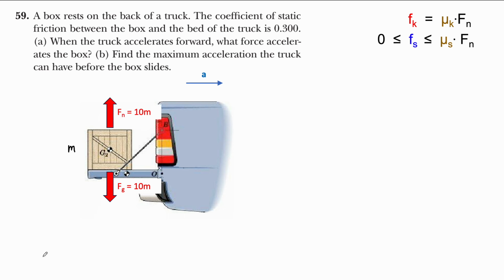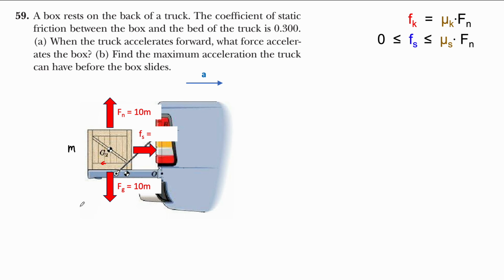But we still haven't answered A. When the truck accelerates forward, what force accelerates the box? Well, in this case, it's friction, but which way is friction acting? Remember, friction always acts against the motion or potential motion of an object. What's the tendency of this object going to do? Well, it wants to slide towards the back. So which way is friction going to be acting? It's going to be acting this way.